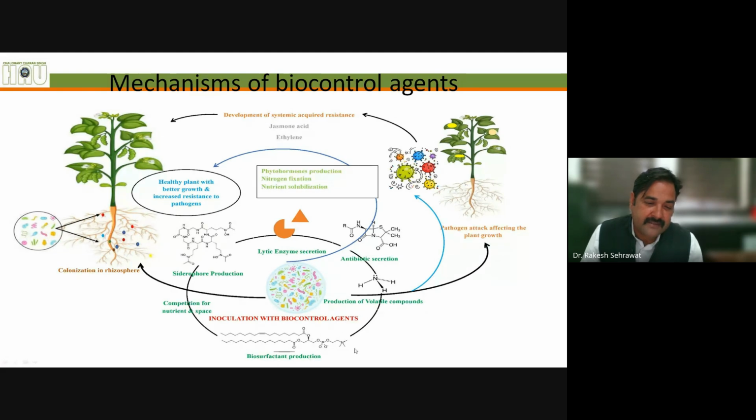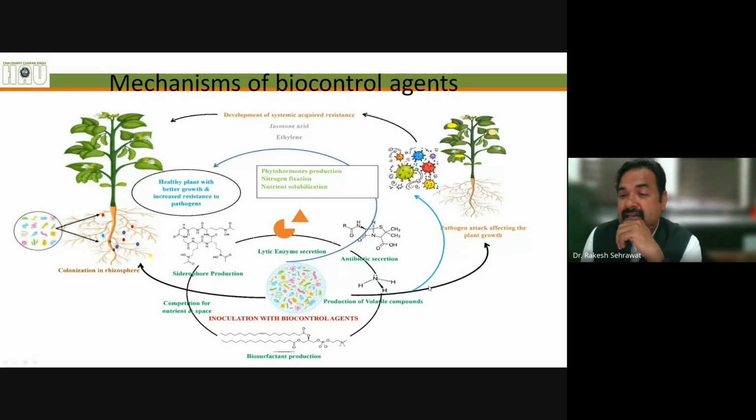Biosurfactant production is increasing the activity of all these chemical compounds which are being secreted, as it decreases the surface tension of the liquid. Then the indirect mechanisms include ISR, development of systemic acquired resistance, which includes jasmonic acid production and ethylene production. Then phytohormone production, nitrogen fixation, and nutrient stabilization increase the vigor of the plant, healthy plant, better growth, and increased resistance towards the pathogens.